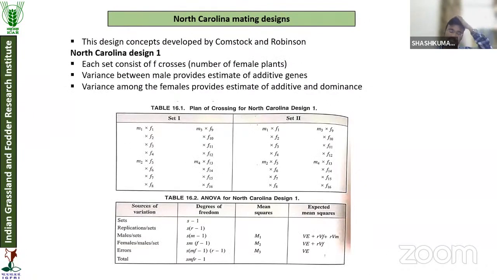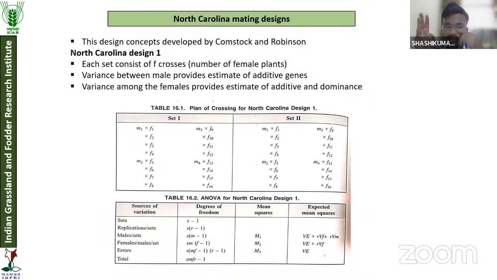In estimating gene action, different mating designs are established, majorly biparental mating designs. These include the North Carolina mating designs. This design concept was developed by Comstock and Robinson. They worked in the state of North Carolina in the USA. That's why it is called North Carolina mating designs.